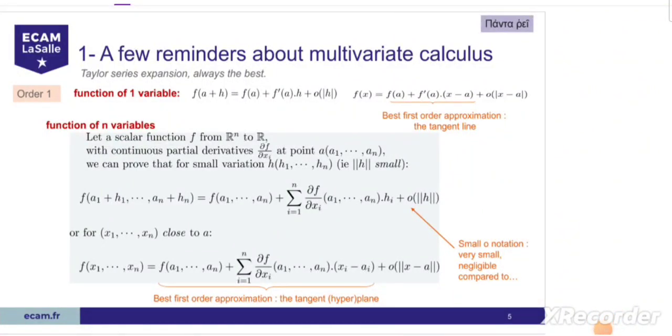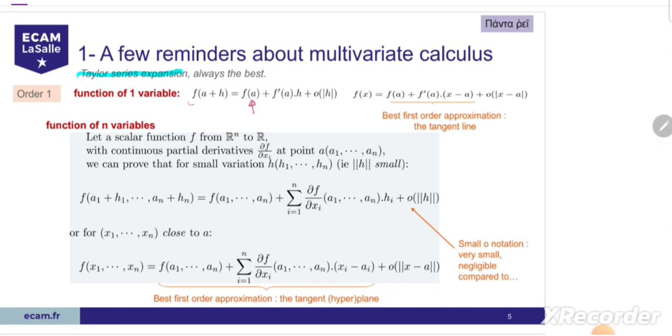So let's begin with a few reminders about multivariate calculus. Actually, everything is in the power series expansion of a function. Okay, a very quick recap. Let's say that you're considering a function f that is at least differentiable in a neighborhood of some point a. Okay, and what we can get from the first order Taylor expansion of this function is the following.